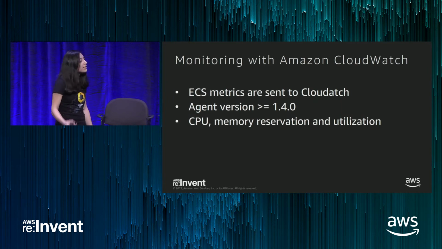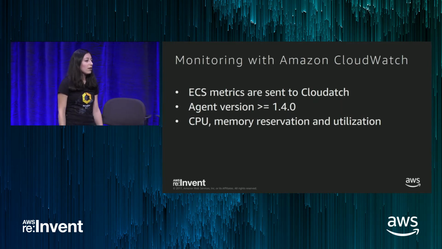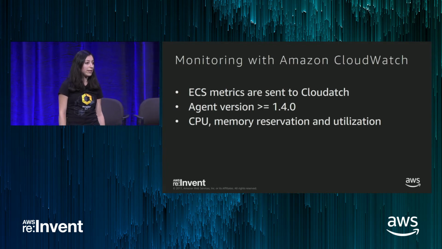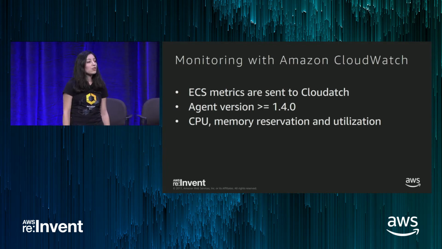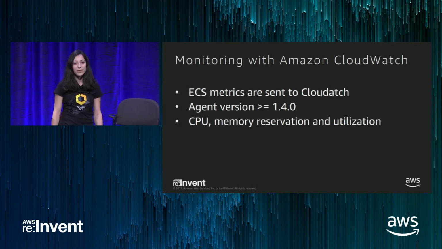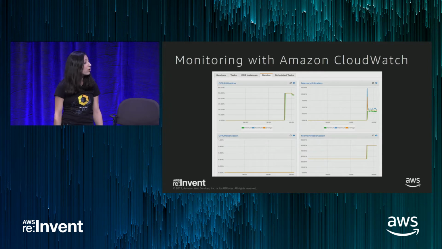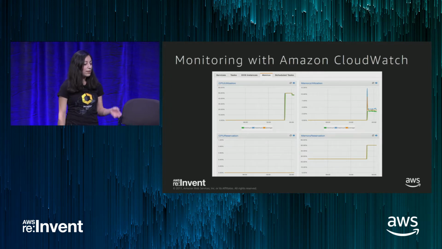Fortunately, ECS is integrated by default with CloudWatch, which is a logging, metrics, dashboarding, and alarming system in AWS. So if you have the latest agent version on ECS, we automatically send CPU and memory reservation and utilization metrics to CloudWatch. Or you at least have to have agent version 1.4.0 or above. And this is what it looks like. If you go to your ECS console, on the metrics tab, you can see CPU and memory reservation and utilization metrics. For example, here you can see the utilization went up and then suddenly went down. And you will have to figure out what's going on.